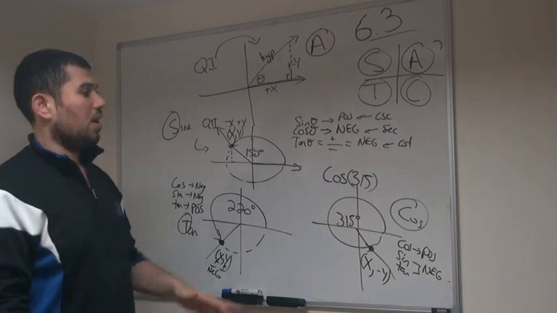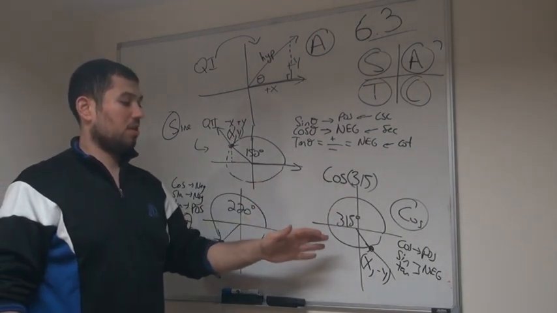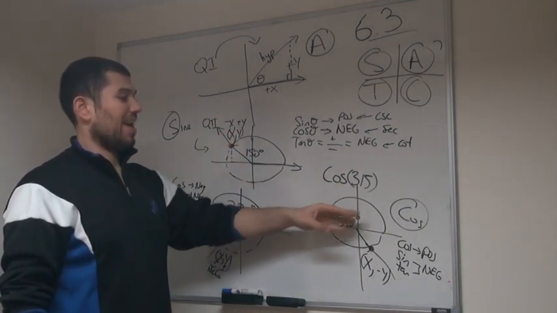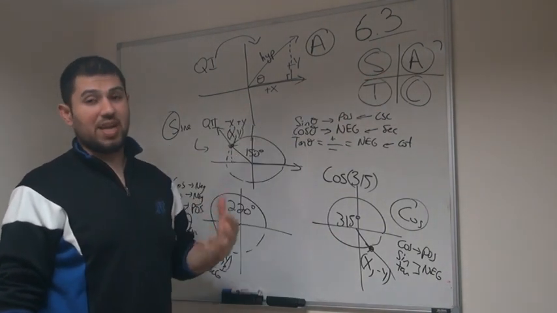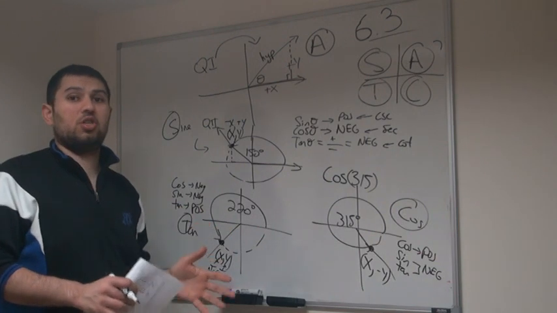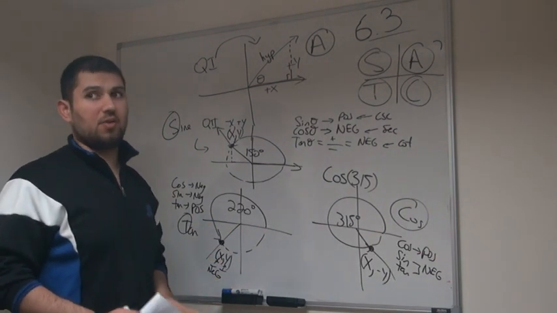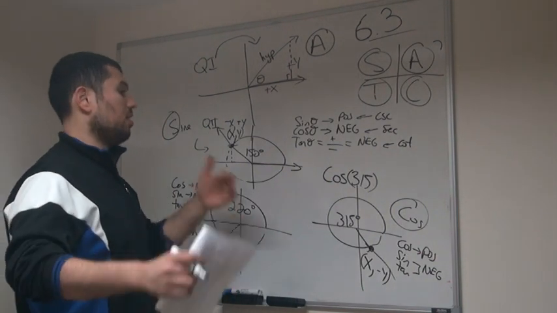Phase 1 is whatever quadrant my angle falls into, I need to remember, is it going to be positive or negative in that quadrant? Is the trig ratio of that angle going to be positive or negative in that quadrant? That's phase 1 of the journey. What's phase 2?